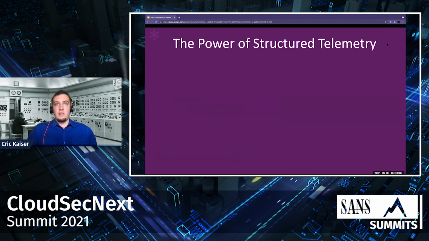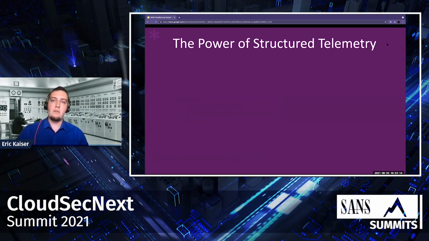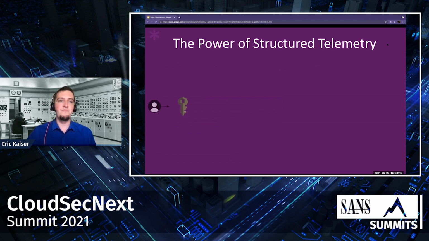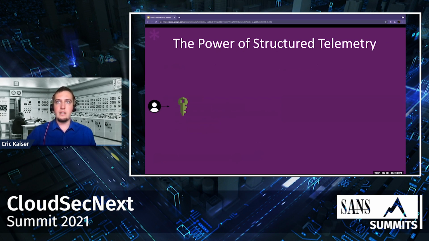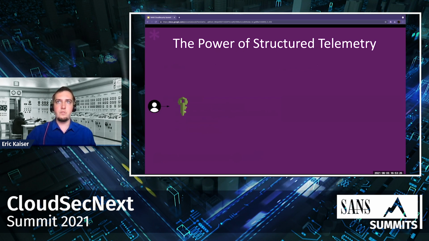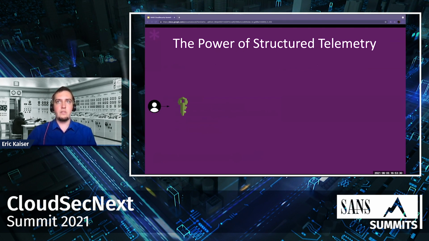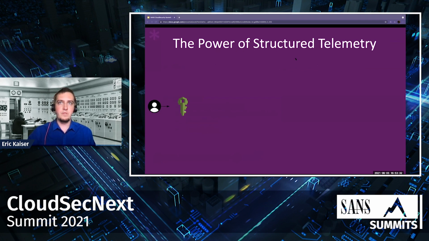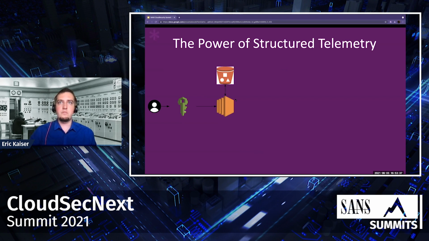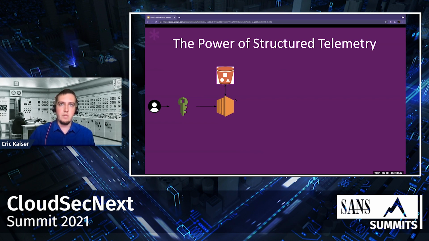Okay, so let's take a look and talk about why this matters. We're going to walk through a hypothetical scenario here real quick. Consider the following sequence of events. So we've got a user who's got access to IAM credentials, and they log into an AWS account. The user then uses a trusted AMI instance. The user launches an EC2 instance from a trusted AMI.